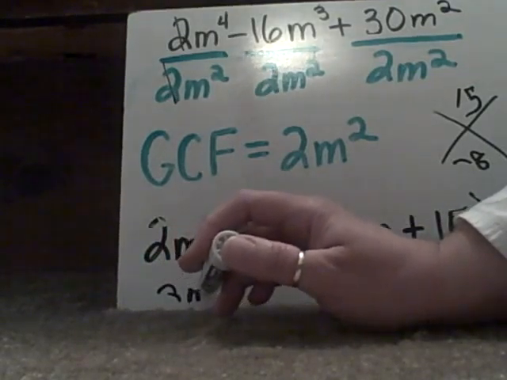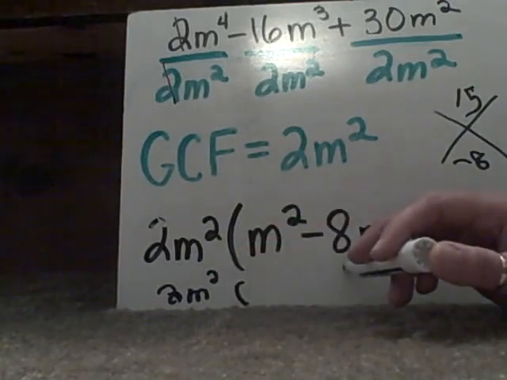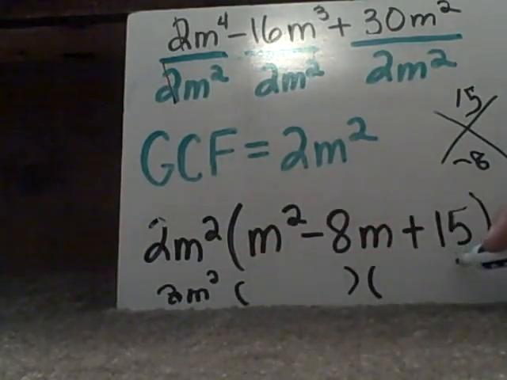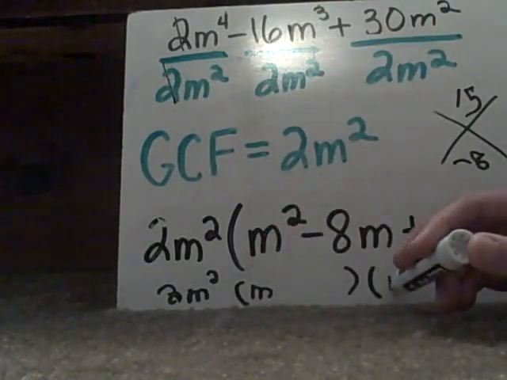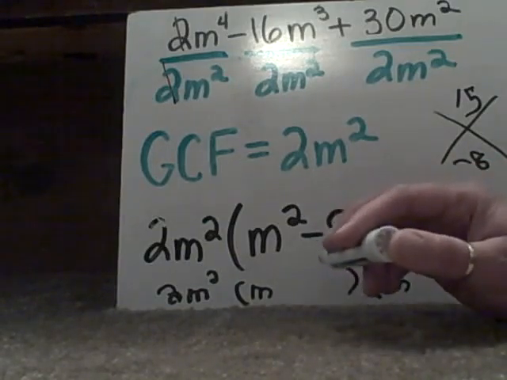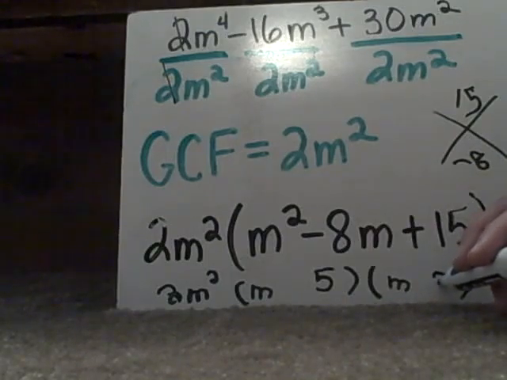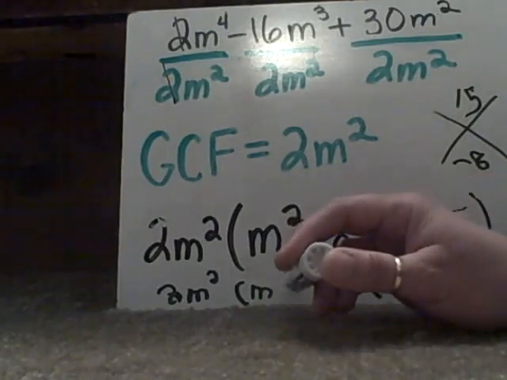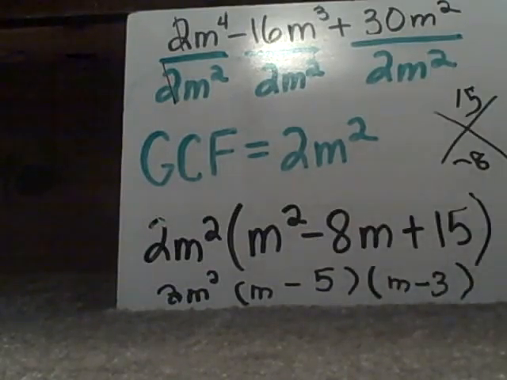When we're all done, it should look like this: 2m to the second power, and then in the parentheses, after we factored it, we'd write an m here and an m here, and then we have a 5 and a 3 that multiply to get 15, but they both have to be negative in order for them to add to get a negative 8. So this would be the new factored expression.